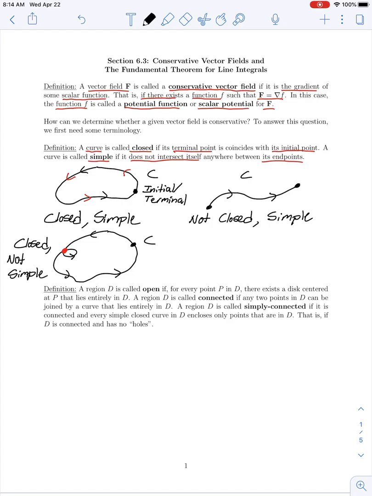And for our last case here, we would consider maybe a curve that looks like this, which has its initial and terminal points labeled. It's traversed in this direction. So this would be an example of a curve which is not closed and also not simple. All right, so that illustrates the idea of a closed curve or a simple curve.